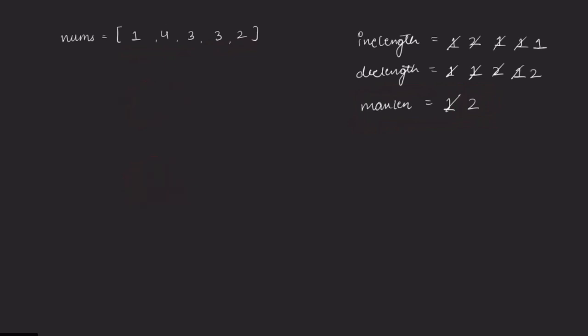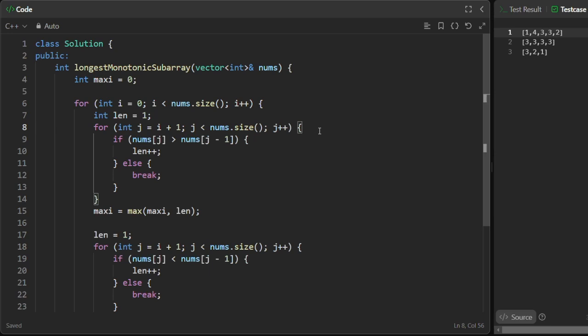So now let's look at the code. So this is the brute force approach code, where we have first taken a maxi variable to keep the track of the longest subarray, the length of the longest subarray. And then we are running a for loop of i, which is starting from 0 and going till nums.size. And then we have taken a variable length and initialized it with 1. Then we are running another for loop of j, which is starting from i plus 1 and going till the end. And then here we are checking that if nums of j is greater than nums of j minus 1, that is, it is strictly increasing, then we are incrementing the length variable by 1. As soon as this condition is not satisfied, we break out of the loop, right?